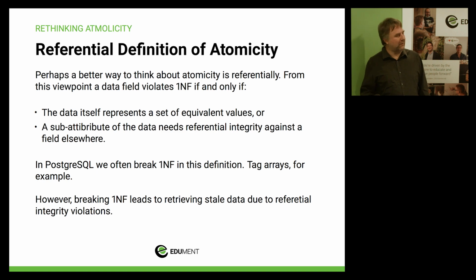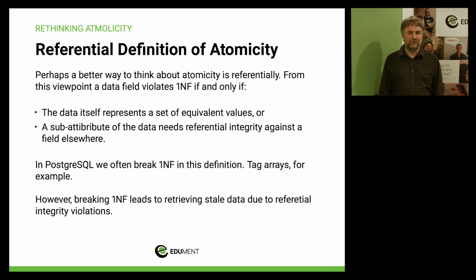So I'm going to suggest a way of thinking about atomicity here. Sets of items are non-atomic because we have problems with foreign key constraints against individual members of those sets, right? So if we have a set of tags, we have no way of verifying that every tag in that array exists in another table, right? And that's the fundamental problem that you run into when you're talking about first normal form violations.